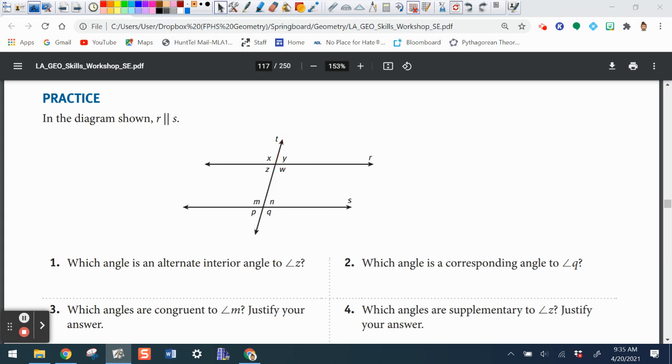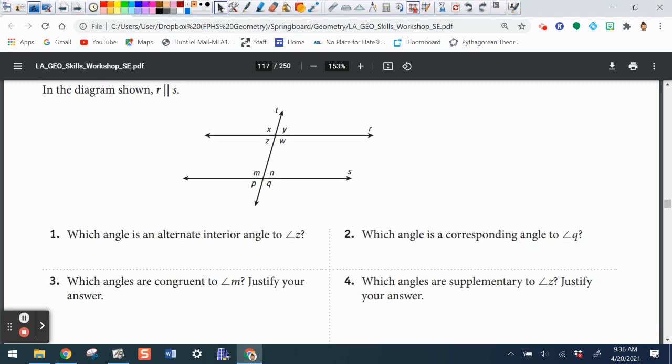Now those are two pretty precise terms that we use to describe angle relationships with parallel lines and a transversal. Now we're going to use that knowledge to answer items 3 and 4. Item 3 says, which angles are considered congruent to angle M?